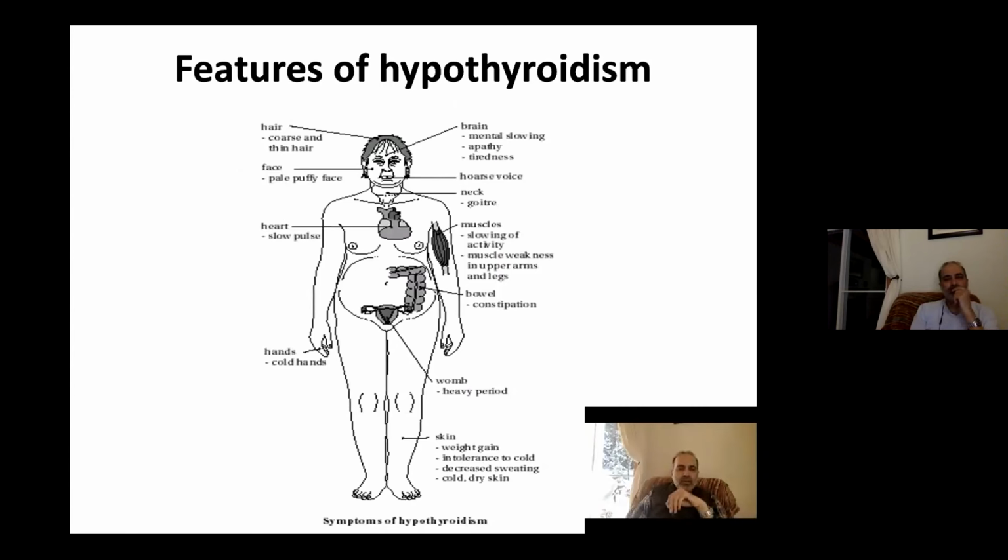You have dry hair, dry skin, bradycardia, constipation, menstrual irregularities, skin problems. Muscle activity slows down, and as a result, when you do the reflexes, there is a delay in the relaxation phase after that, and there's a lot of mental fogging and all the rest of it. So all of these, you're well aware of the symptoms of underactive thyroid.